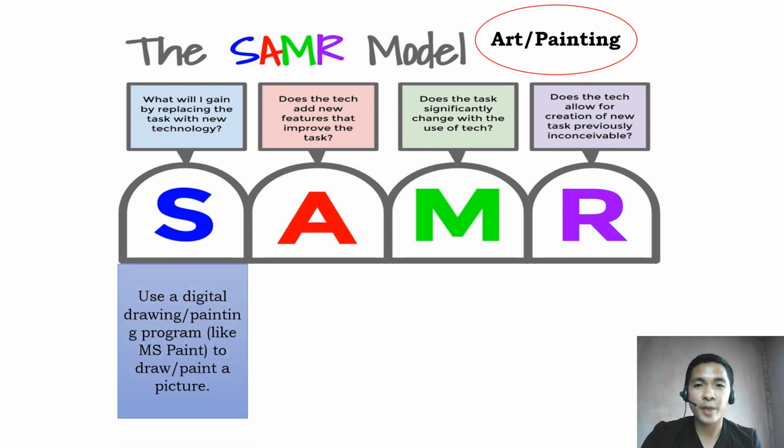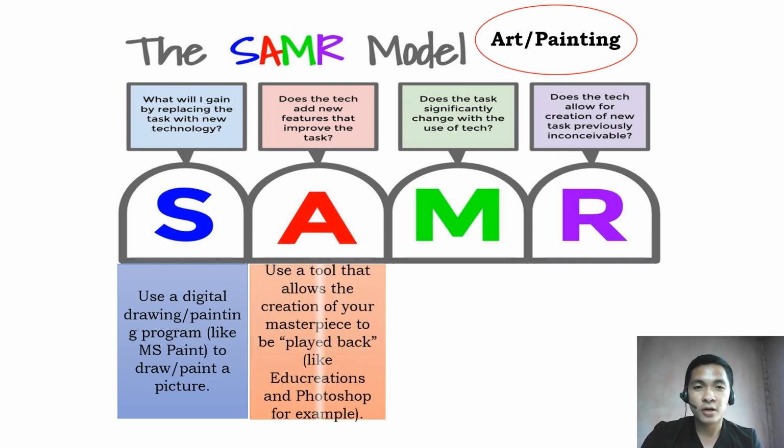For the art painting class, in the substitution, they use a digital drawing or painting program like MS Paint. That is very common for us teachers, right? To draw or paint a picture. For the augmentation part, we use a tool that allows the creation of the masterpiece to be played back, like Educations and Photoshop. So it is at an advanced level, especially for high school or even senior high school.